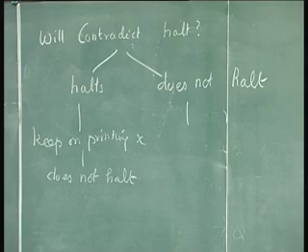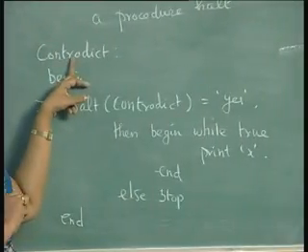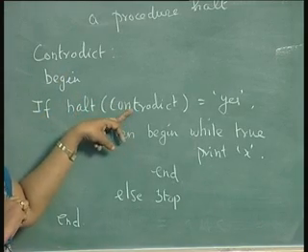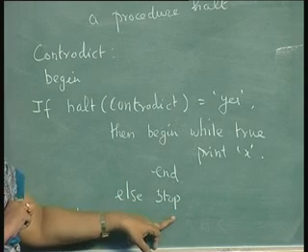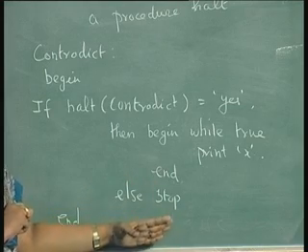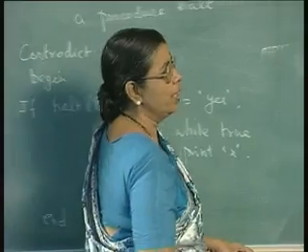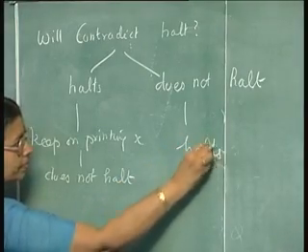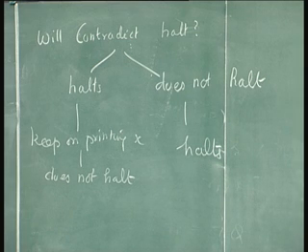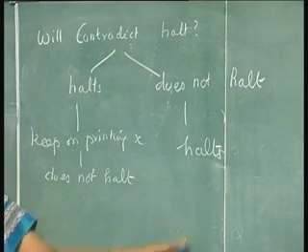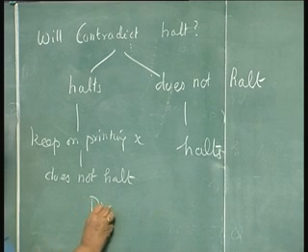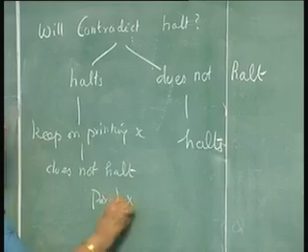On the other hand, if contradict does not halt, halt of contradict is not yes, it is no. So, the else portion should be executed. So, it will stop. If it stops, it will halt. So, if it does not halt, you come to the conclusion that it halts. So, the argument goes like this. If it is possible to write a procedure halt, then it is possible to write a procedure contradict like this. And what happens to contradict? If it halts, it does not halt. If it does not halt, it halts. This is something like a paradox, or it is a contradiction.